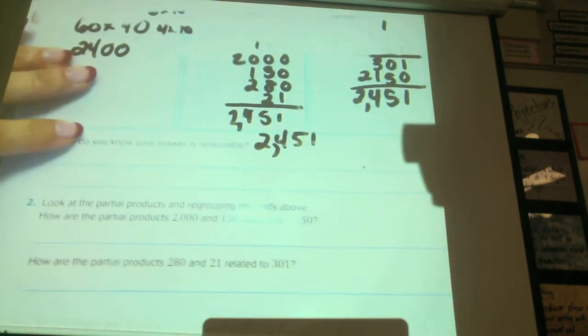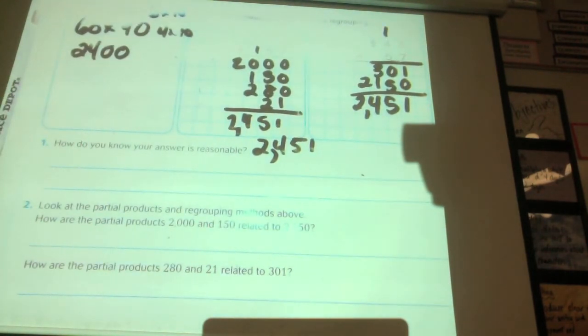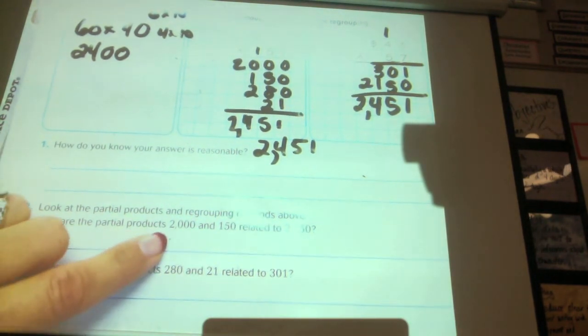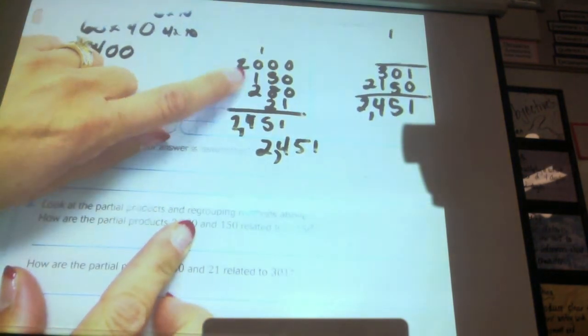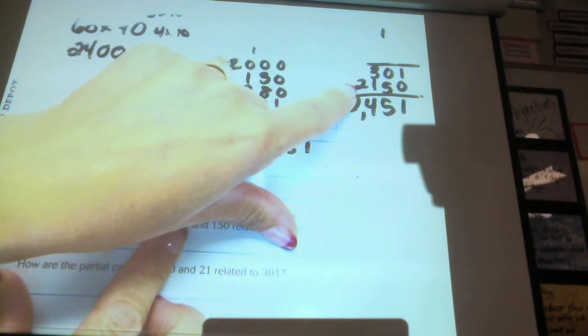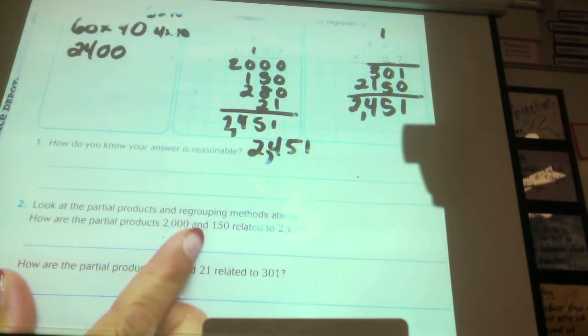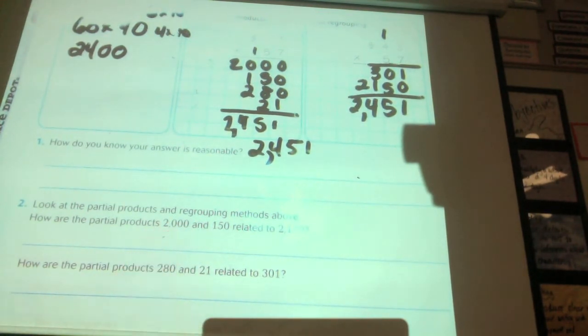Look at the partial products and regrouping method and above. How are the partial products 2,000 and 150 related to 2,150? Remember, we talked about this last week when we did this lesson. How are the partial products here, 2,000 and 150, related to this 2,150 here? How are they related? Sophia. Nice and loud, because people are making a lot of noise.